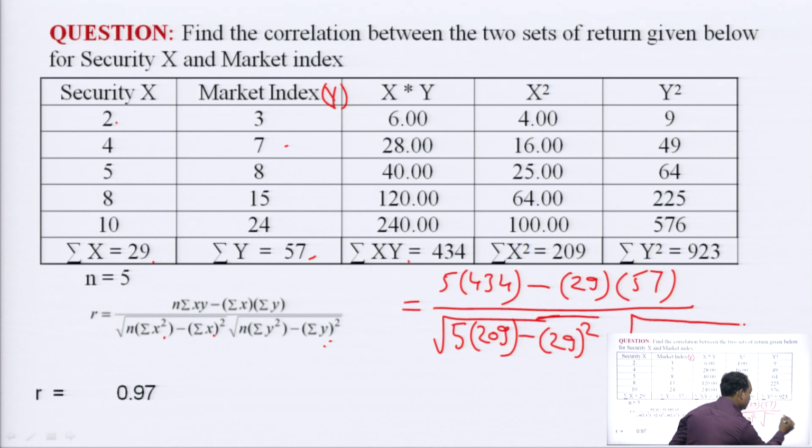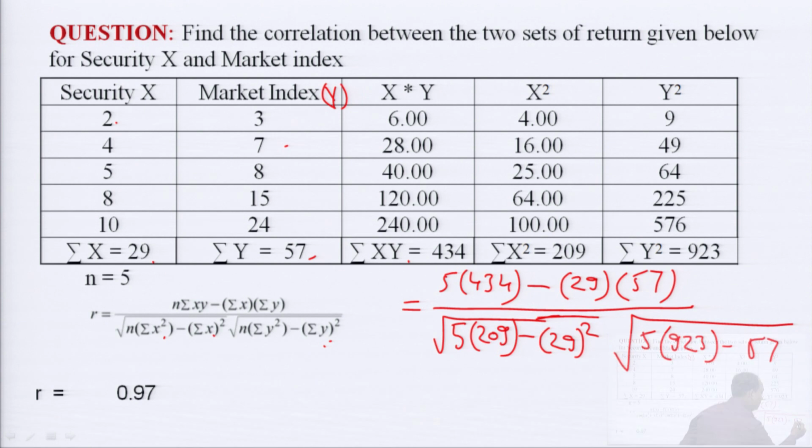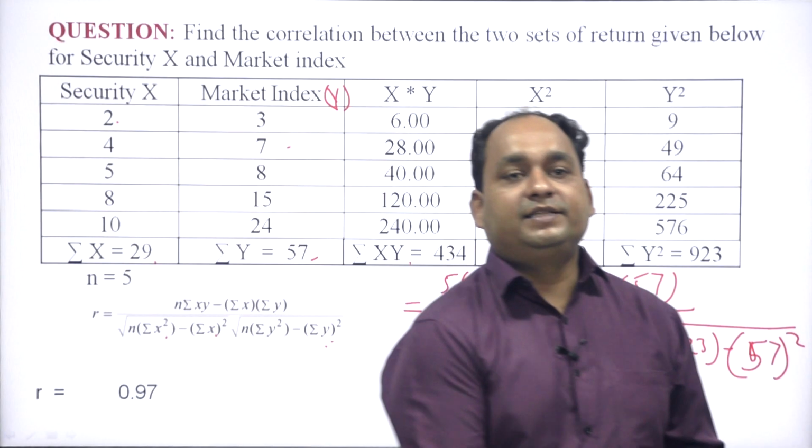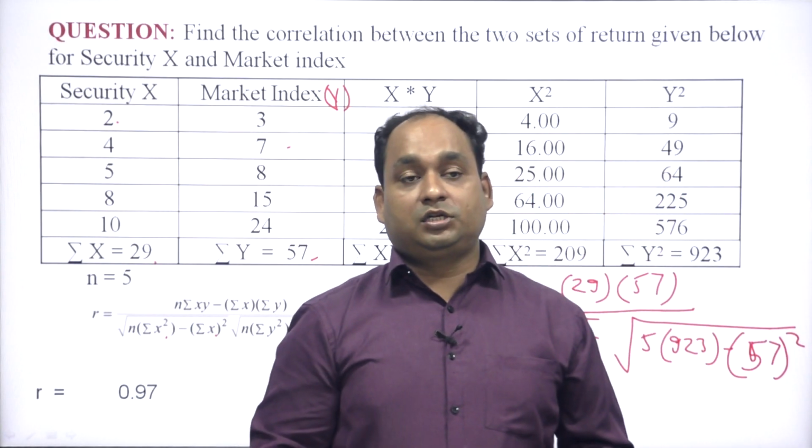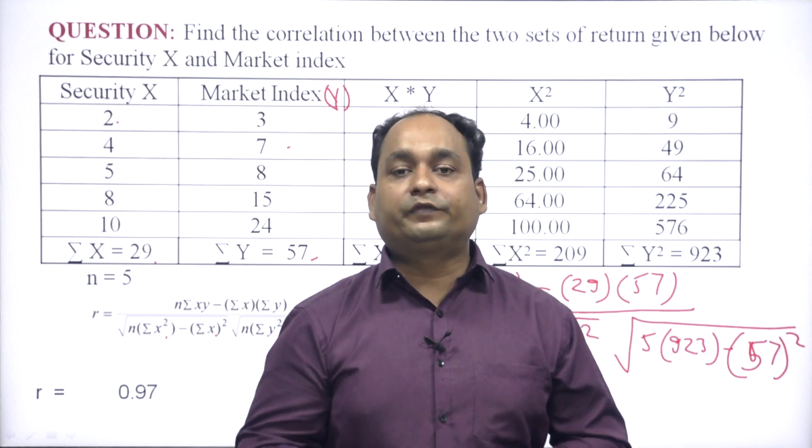Next is n, summation y square 923, minus summation y whole square, 57 whole square. We are getting the answer 0.97. The R factor is 0.97. So, this shows a positive correlation.